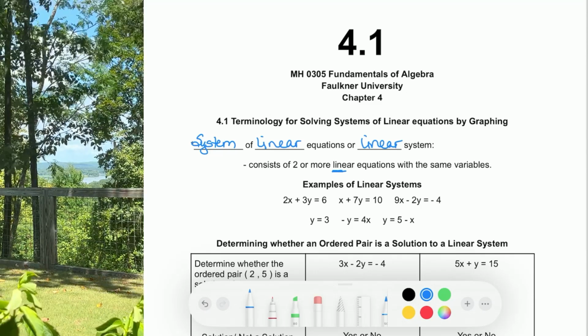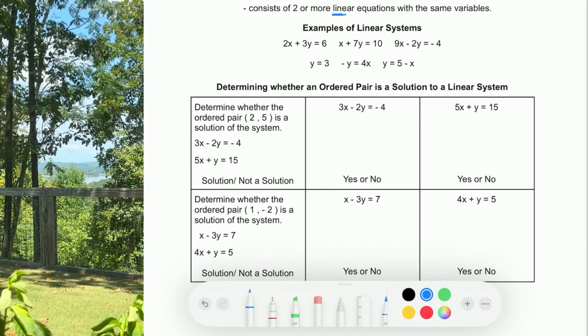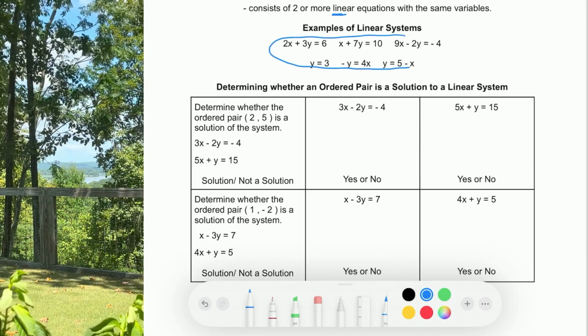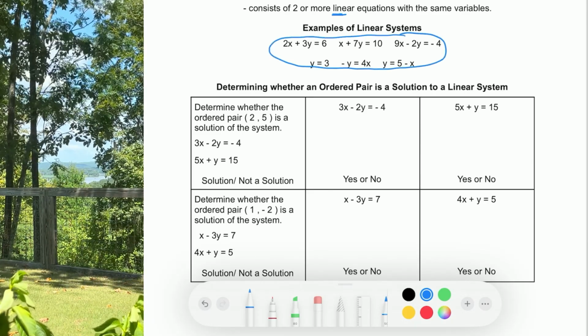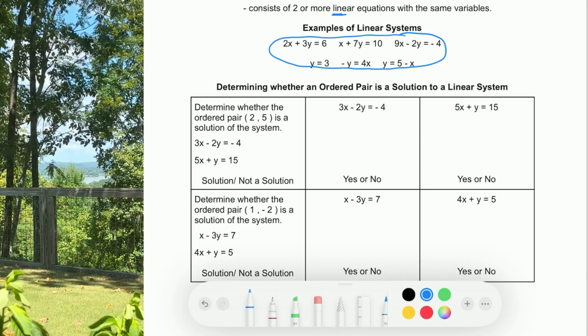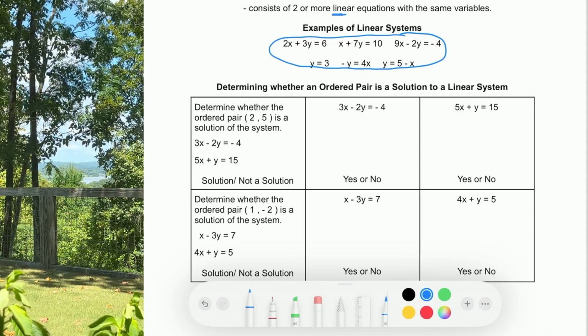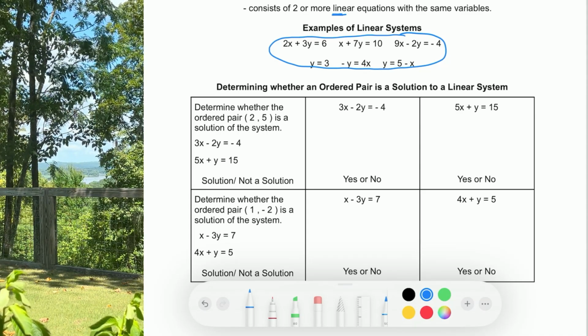So examples of linear systems you may see in any of these forms. But one thing I want you to notice is it's not anything new that you haven't been seeing for a while now. So don't think that this is going to be completely brand new. It's just taking what you've learned so far in this class and then taking it a step further.